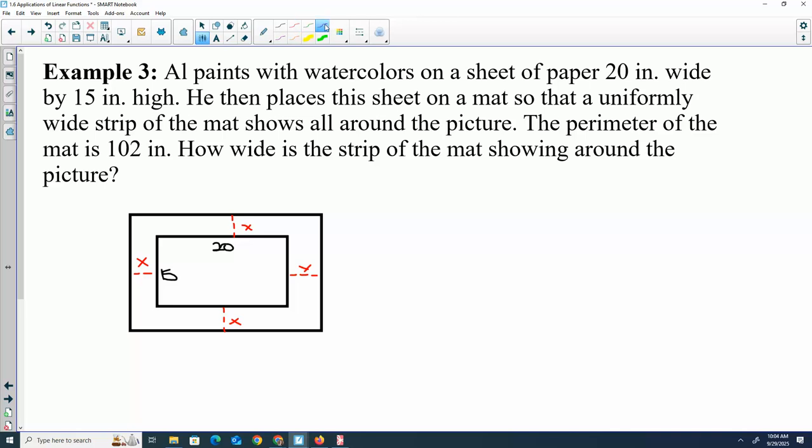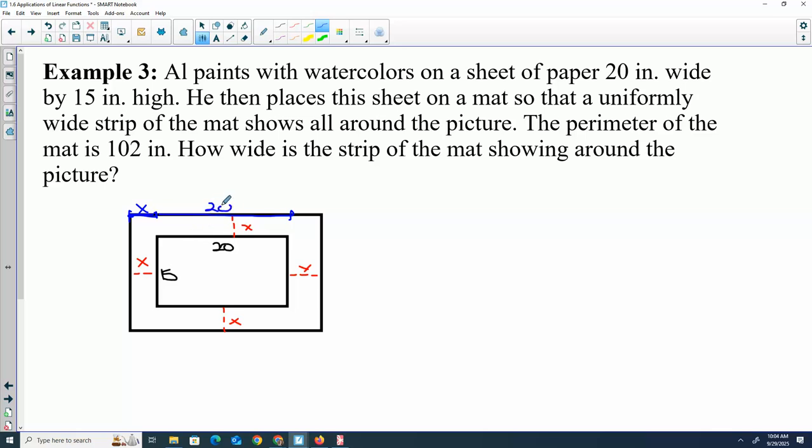Perimeter, we know we add up all the sides. But that's for the mat, the big rectangle. So we have to figure out what our length and width are. So let me ask you a question. How far is it from here to here? We don't know that. What's it labeled in our picture? What's that distance? X. How far is it from here to here?